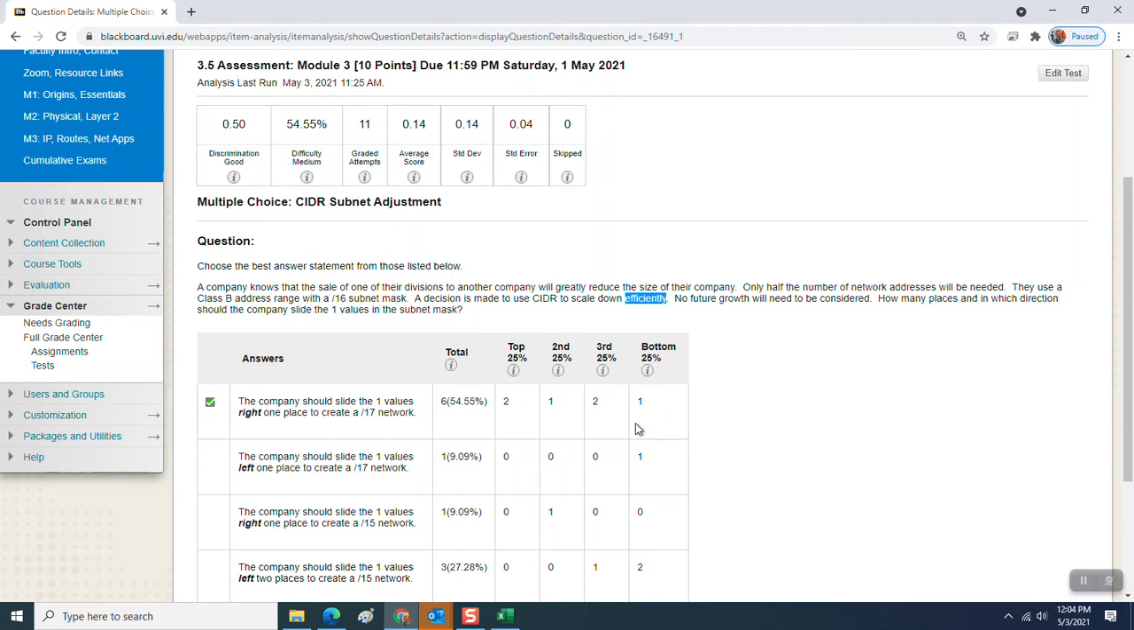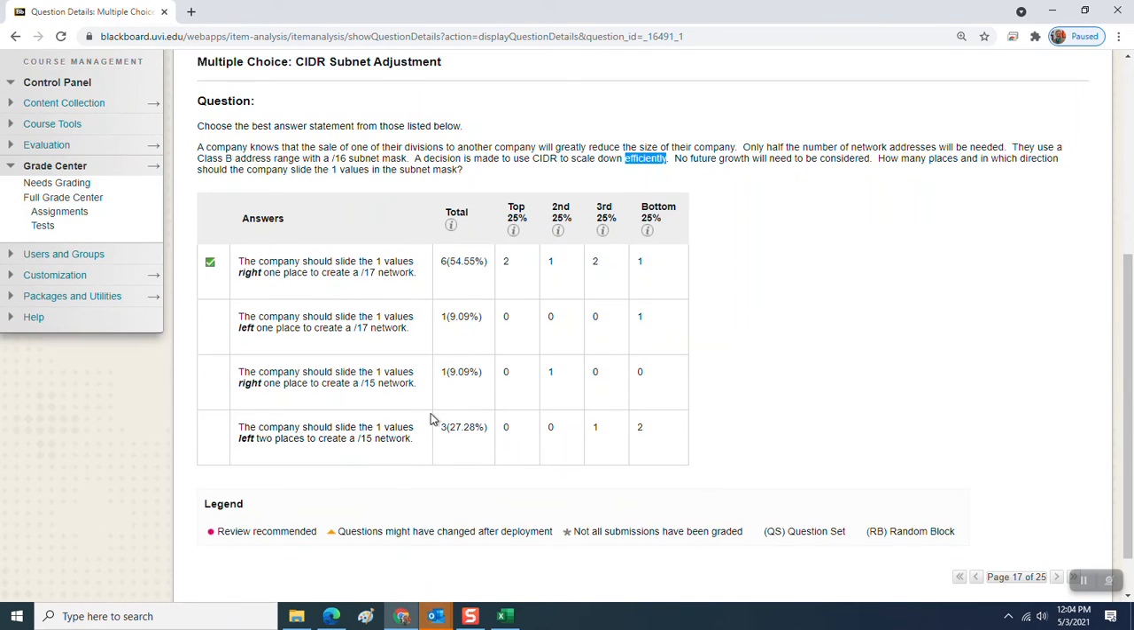Well, if you're sliding to the left, you're increasing the size of the network. If you're sliding to the right, you're decreasing. And if you're cutting it in half, you're only making one slide to the right. So you're making a decision to use a /17 instead of a /16. You're sliding the subnet mask one place to the right by adding a single 1. So you have 17 ones. The other values are incorrect.